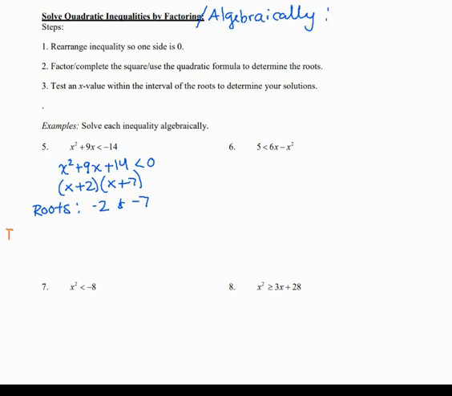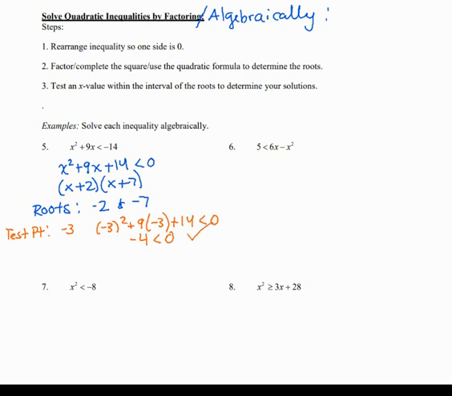So one test point I'm going to use is -3. -3 is in between these two values. Okay, so if I take -3 and plug that in, we're going to have -3 squared plus 9 times -3. You can use the original, or you can use it once you solve for 0. It's up to you. And we're going to simplify that. So this is going to give me +9 minus 27 plus 14, and that's -4.